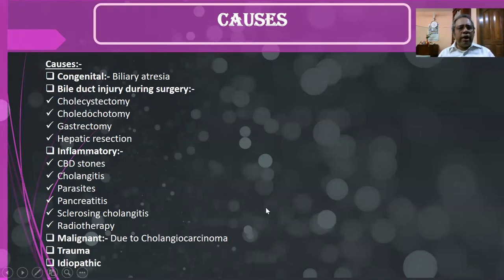And some inflammatory conditions like CBD stones cause inflammation there, and subsequently there may be a stricture, cholangitis, parasitic infestation, pancreatitis, sclerosing cholangitis, stricture after radiotherapy, and some malignant conditions like cholangiocarcinoma. The terminology cholangiocarcinoma is carcinoma of the common bile duct. Carcinoma of the gallbladder is called carcinoma gallbladder. But whenever the malignancy arises in the common bile duct, it is called cholangiocarcinoma. And after trauma, and idiopathic.